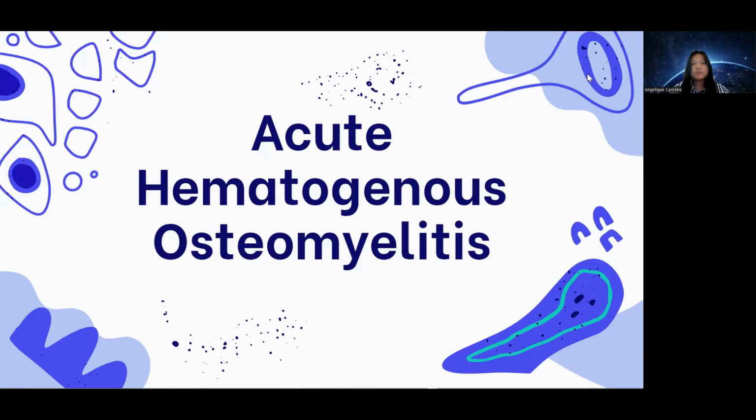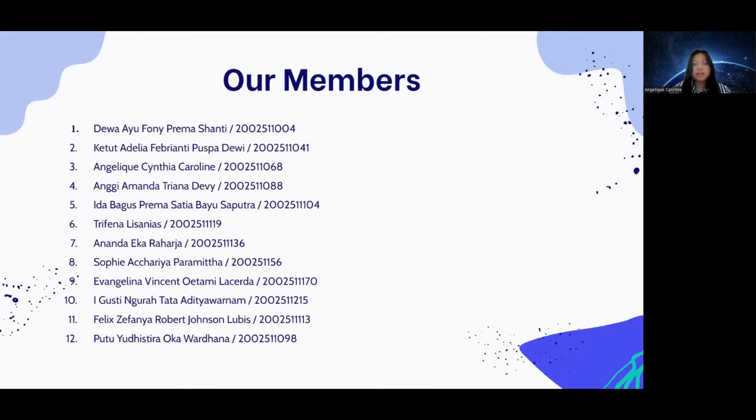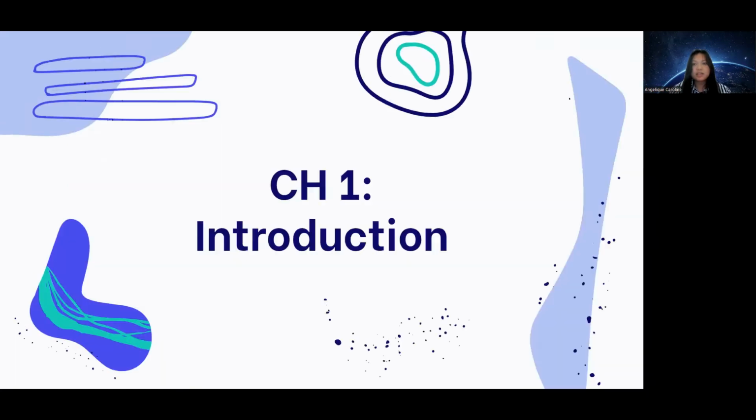We are from small group discussion B3, and we will explain to you about acute hematogenous osteomyelitis. These are our members that participated in this student project. And then let's start with introduction.